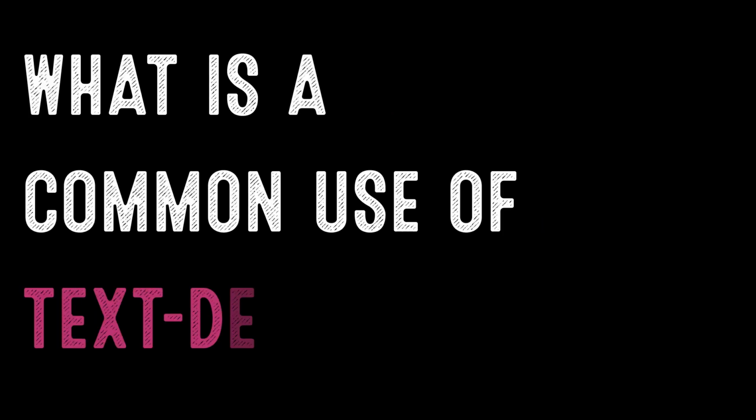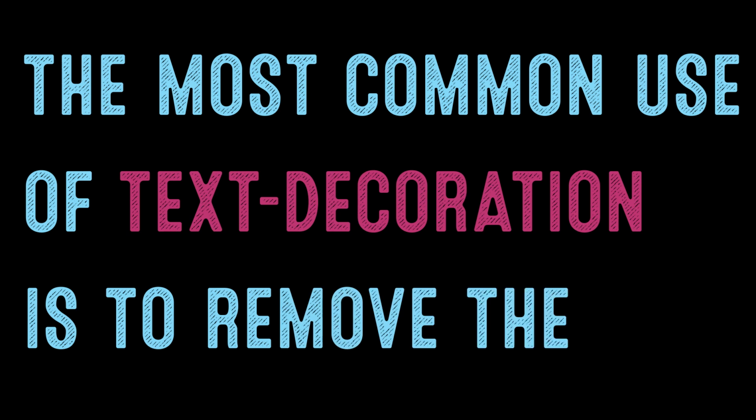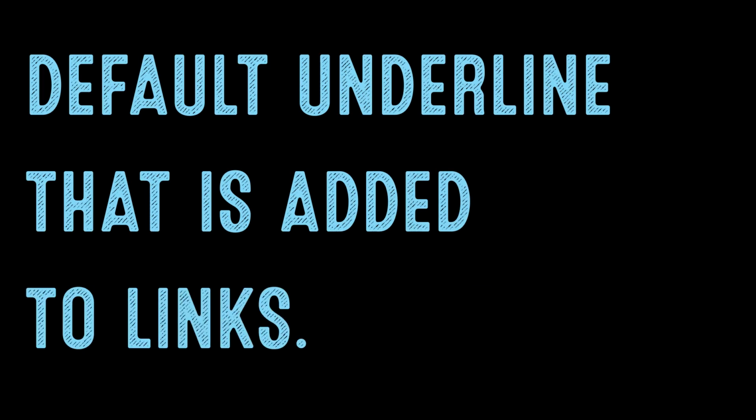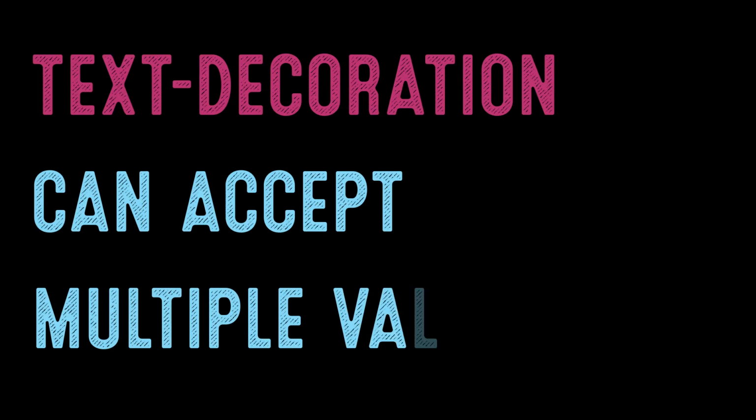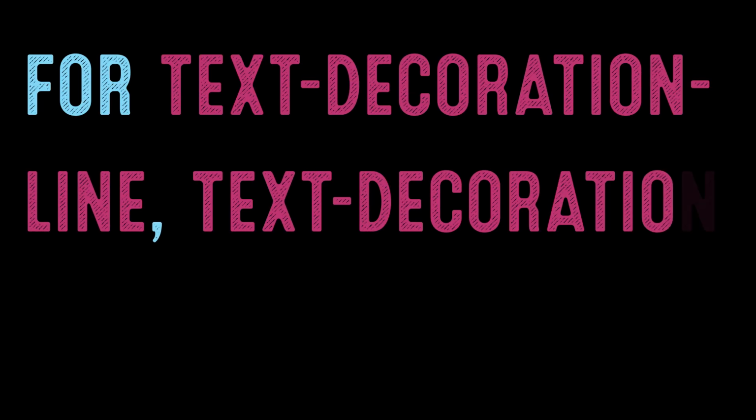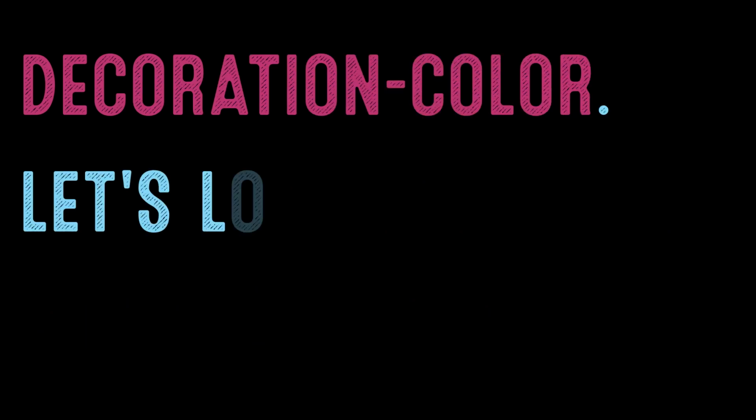What is a common use of text decoration? The most common use of text decoration is to remove the default underline that is added to links. Does text decoration accept multiple values? Text decoration can accept multiple values. So for example, you can add both an underline and an overline. Text decoration is actually a shorthand for text decoration line, text decoration style, and text decoration color.